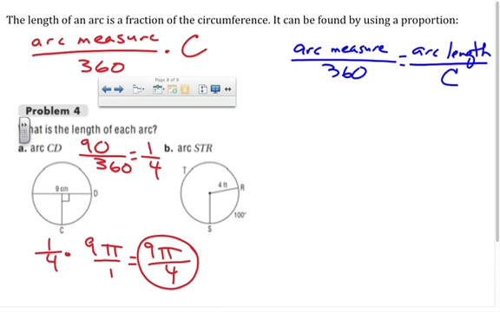All right? So, arc STR. What is the measure of arc STR? Look at it. What's the measure of arc STR? It's 260. Good, good. So 260 over 360 equals the arc length that I'm trying to find, which is x, over my circumference, which is 8 pi.